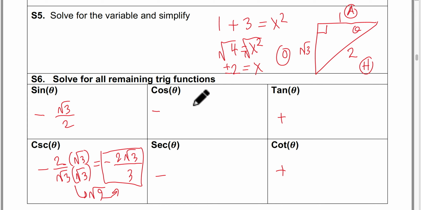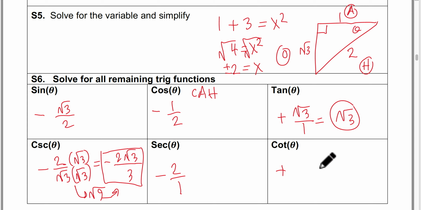Cosine theta. Well, we know that's co. So that's adjacent over hypotenuse. So that's just going to be 1/2. The flip of that, or the reciprocal of that, is going to be negative 2 over 1. Done deal. Tangent theta. We know that's opposite over adjacent. So the first one is just going to be square root of 3 over 1, which is just going to be square root of 3.